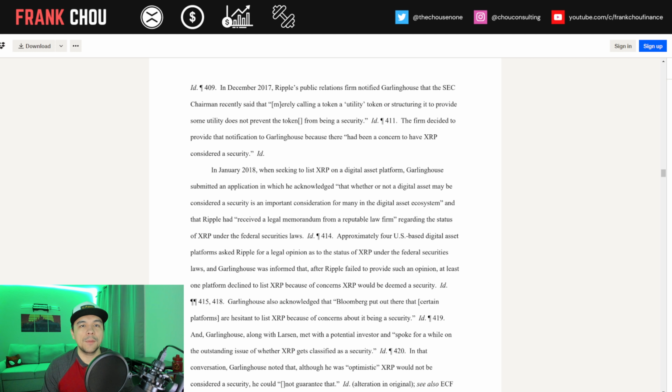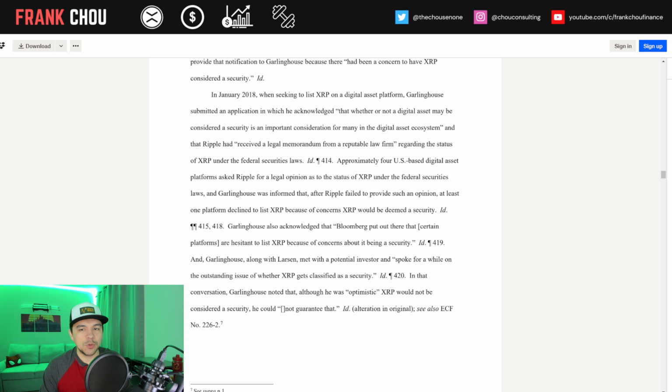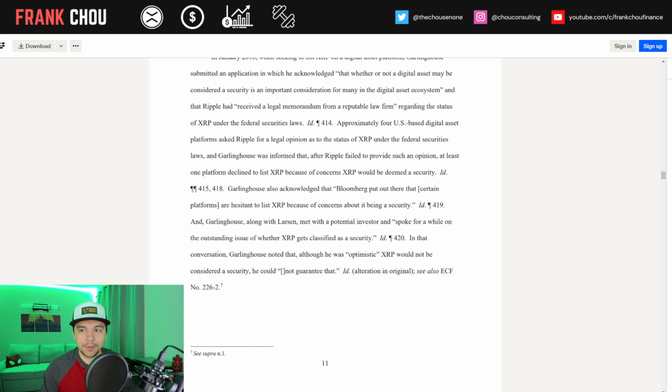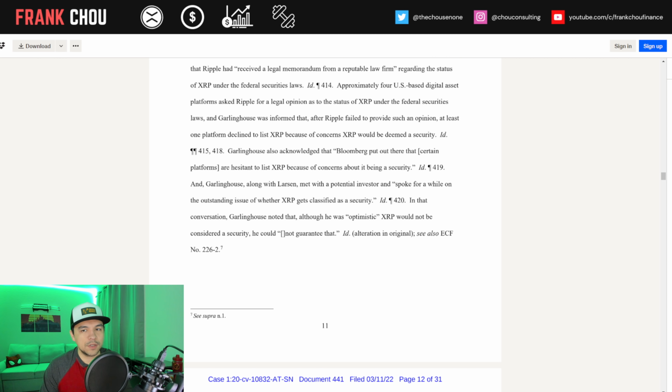In December 2017, Ripple's public relations firm notified Garlinghouse that the SEC chairman recently said that merely calling a token a utility token or structuring it to provide some utility does not prevent the token from being a security. The firm decided to provide that notification to Garlinghouse because there had been a concern to have XRP considered a security. In January 2018, when seeking to list XRP on a digital asset platform, Garlinghouse submitted an application in which he acknowledged that whether or not a digital asset may be considered a security is an important consideration for many in the digital asset ecosystem, and that Ripple had received a legal memorandum from a reputable law firm regarding the status of XRP under the federal securities laws.